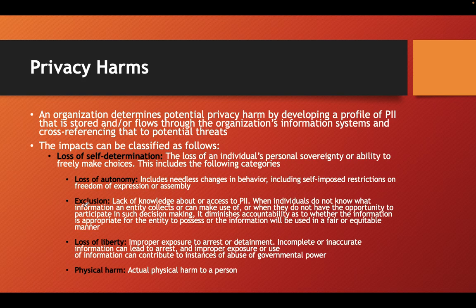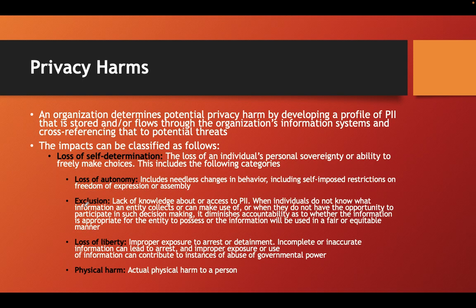Privacy harm. An organization can determine potential privacy harm by developing a profile of personally identifiable information that is stored and/or flows through the organization's information system and cross-referencing that to potential threats. Now let's take a look at this threat. The impact can be classified as follows. One is loss of self-determination when privacy harm happens to an individual.